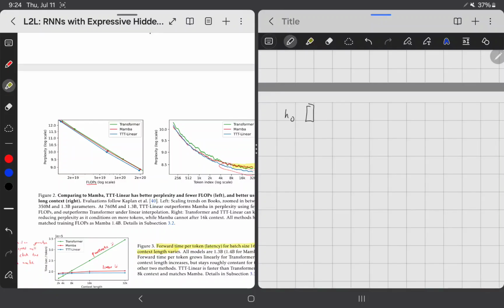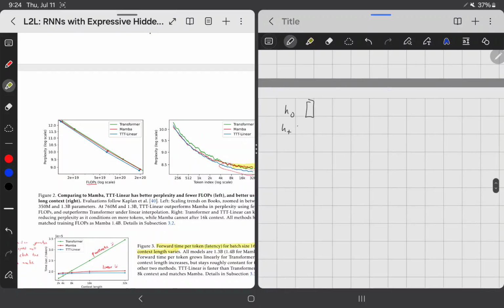We'll just make this some vector. We'll make the update equal to the sigmoid of, say, theta h of h_{t-1}. So this is just going to tell us how much of our hidden state we're going to keep, plus theta maybe x of x_t.